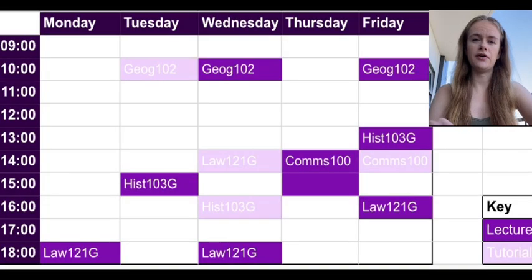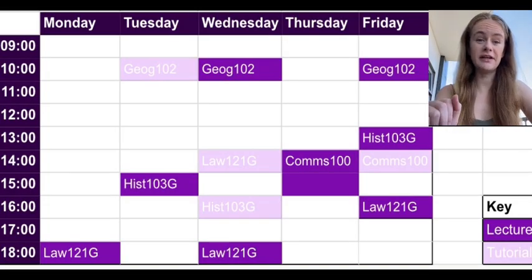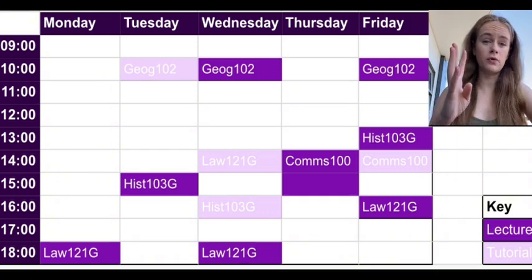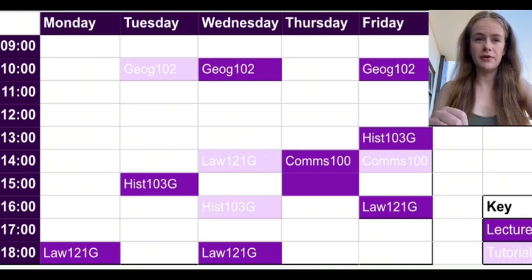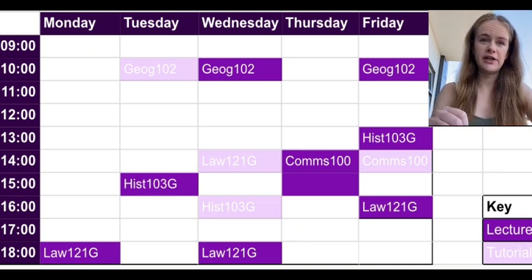I'm going to go through how I knew what papers to take and whether or not this was a good timetable, the mistakes that I made, and any tips that I have for you. So first, how did I know what papers I needed to put into my timetable? We can see in here I've got 4 courses. I have Law 121G, Geography 102, History 103G, and also Comms 100.